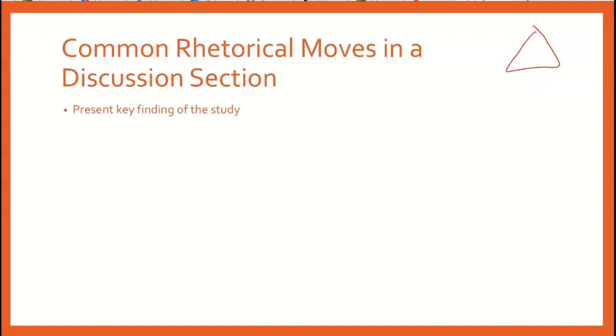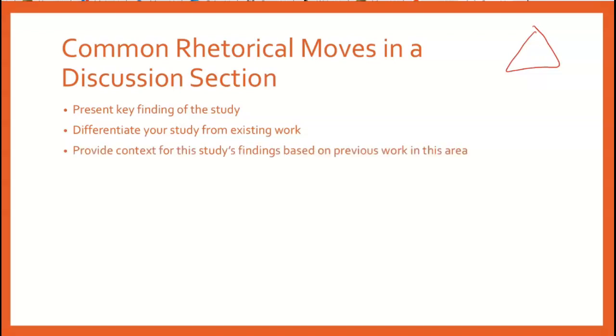So again, you present a key finding of the study, as always, or key findings if there's more than one. This helps to differentiate your study from existing work, and please make sure that you actually clearly state that. Provide the context for the study's findings based on previous work in this area. You can do this right at the beginning as well. Differentiate your study compared to previous studies. This is very similar to what you do with your key finding, but you can do that later on as well. You don't want to be too repetitive.